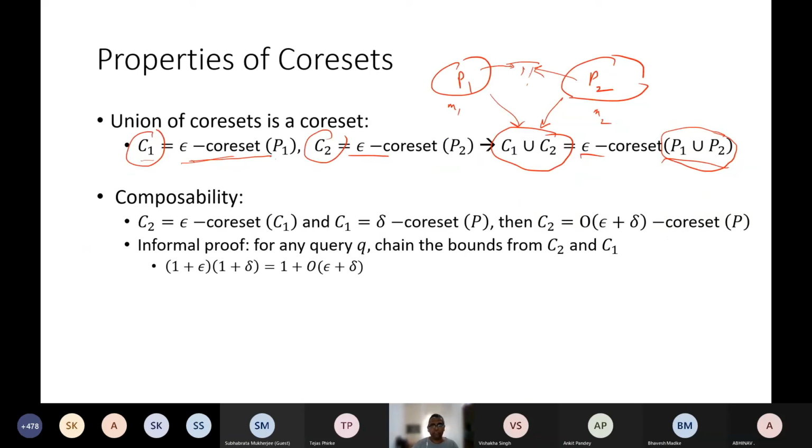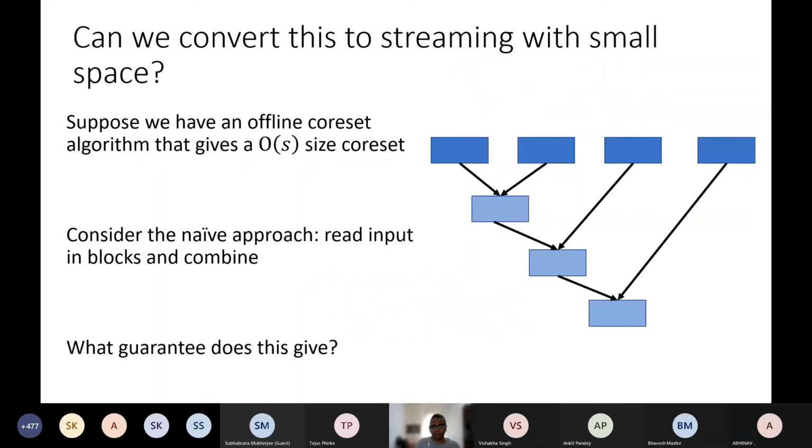There's another property known as composability, which is that suppose from P1 you have created one coreset C1, and then you decided that no, I want a smaller coreset. From C1 I calculate another coreset C2. It turns out that C2 also is a coreset of the full P1, with guarantees which basically add up the two guarantees. If this is the epsilon coreset here, and the delta coreset here, then this is the epsilon plus delta coreset out here. So the guarantee gets a little worse because you're kind of multiplying the guarantees.